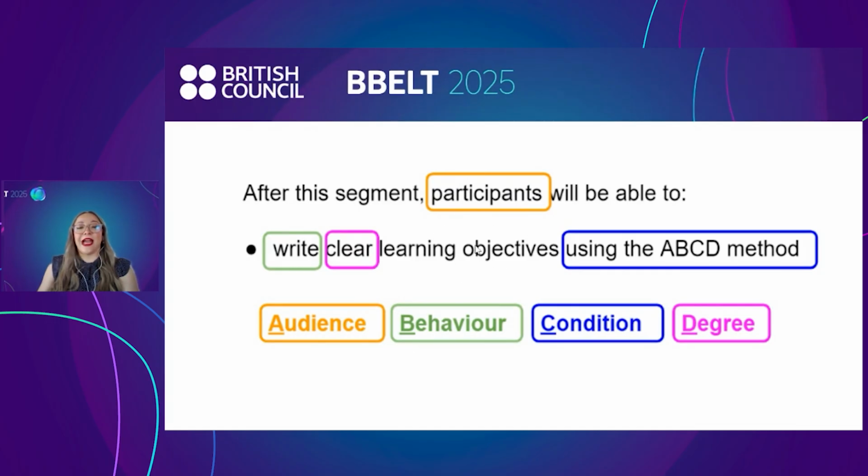I'm clearly stating how they should do it. And the degree is in pink, and I'm saying that it should be clear learning objectives. What is important to note here is that the only part which is optional when writing the objectives is the degree, but I would highly advise you to use it, so that we can always write to which degree we expect our students to master that proficiency that we want from them, right?